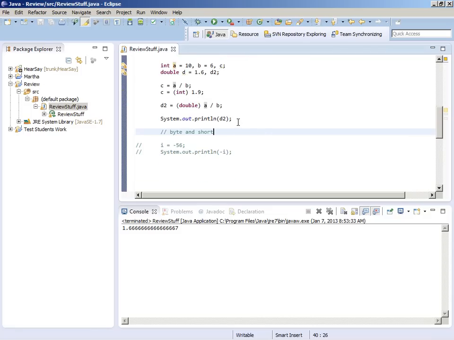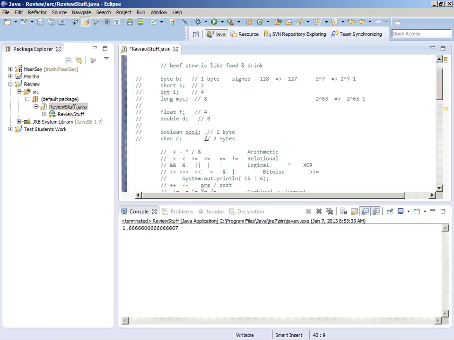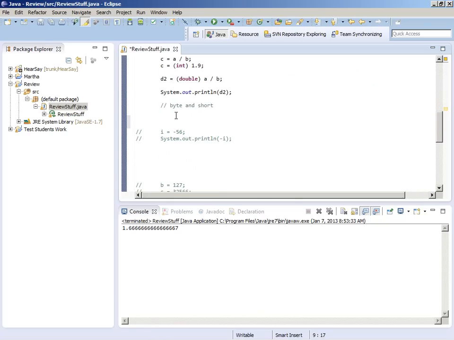Here's the takeaway. An operator in Java only works on like data types. It doesn't matter what the operator is. The data types byte and short in Java do not have arithmetic operators defined for them. Well, what does that mean?